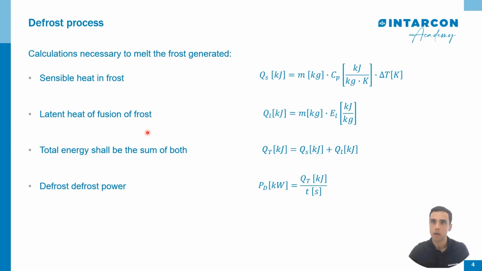Then we calculate the latent heat of fusion, which is the energy required to change the frost from solid to liquid, where QL is the latent heat of frost, M is the kilograms of frost, EL is the latent heat of fusion, and the total energy required for the defrosting is the sum of sensible heat and latent heat. Finally, the defrost power depends on the time available to melt the frost, where PD is the defrost power and T is the time in seconds.